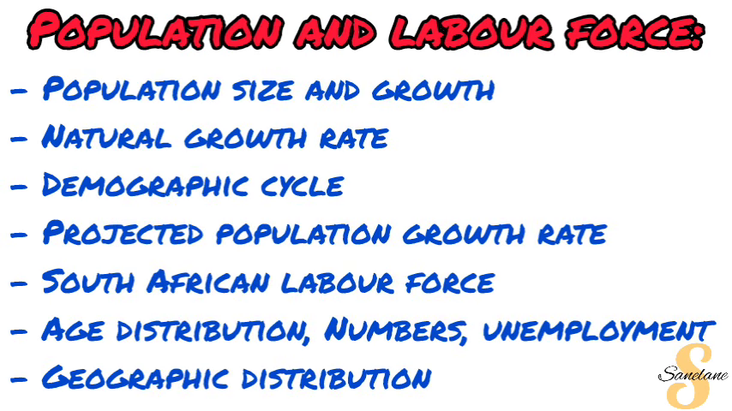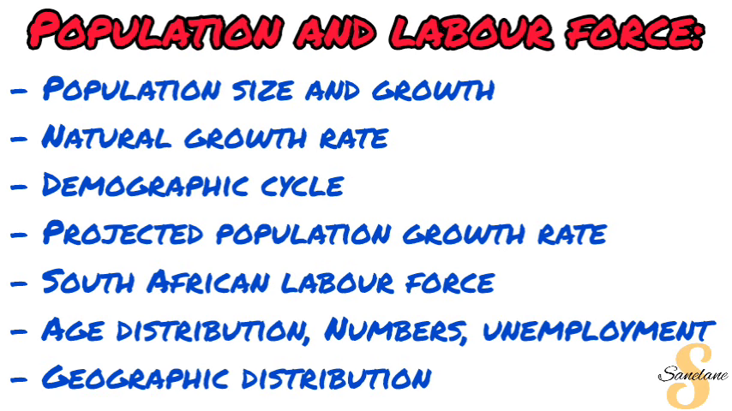Then the second topic under economic pursuits is population and labor force. Under it, you have to make sure that you have covered population size and growth, natural growth rate, the demographic cycle, the projected population growth rate, the South African labor force, age distribution, the numbers, the unemployment, as well as geographic distribution. So this is the last topic that you will have to cover under your economic pursuits.